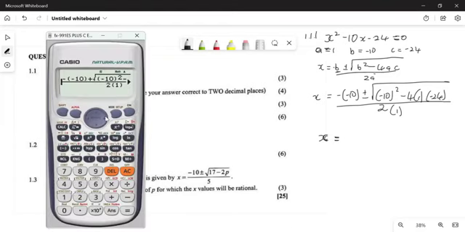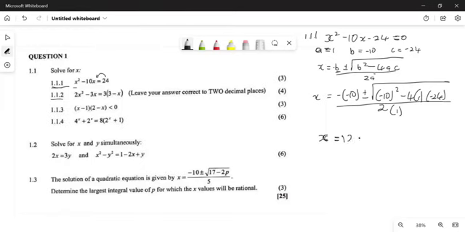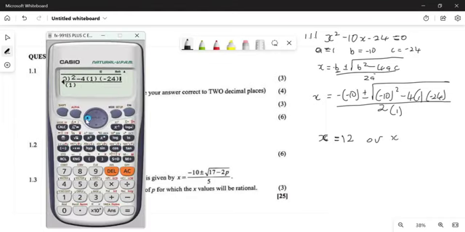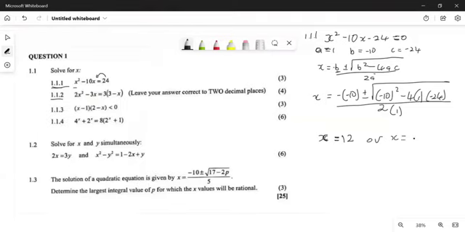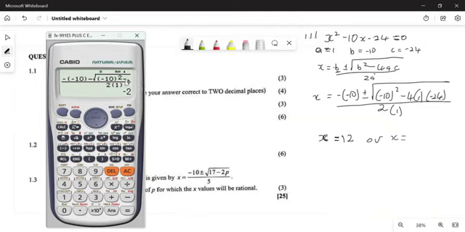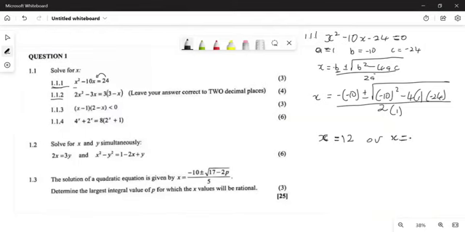Did I punch it correct? If you look at this one here, does it look fine? Yes. Okay, we get 12, or we're going to put a minus now. If we put minus, what do we get? I get minus 2. Minus 2, or you also get minus 2.